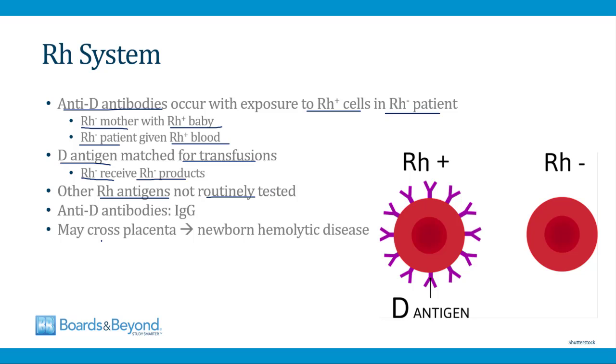And in contrast to anti-A and B antibodies, anti-D antibodies are IgG. These antibodies are smaller than IgM and they can cross the placenta. And so for this reason, the Rh system is very important in mothers who are pregnant, because if the mother has anti-D antibodies, they can cause newborn hemolytic disease. And I talk about this in more detail in videos in the obstetrics section.